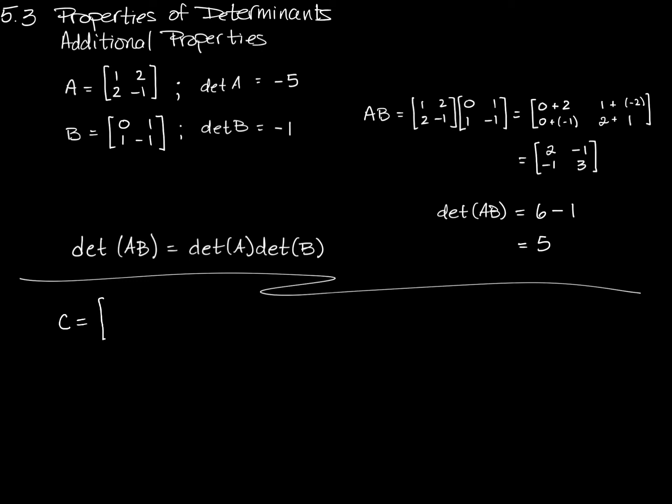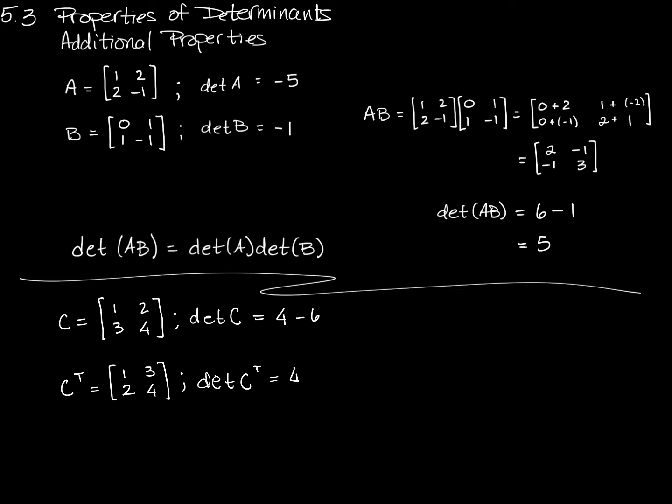Let's try something like, oh, let's just go with 1, 2, 3, 4. The transpose of this matrix is 1, 3, 2, 4. Let's take the determinants of those. So the determinant of C is equal to 1 times 4 minus 2 times 3. And the determinant of C transpose is 1 times 4 minus 3 times 2, which is the same.